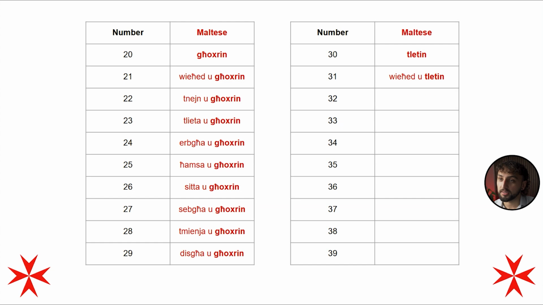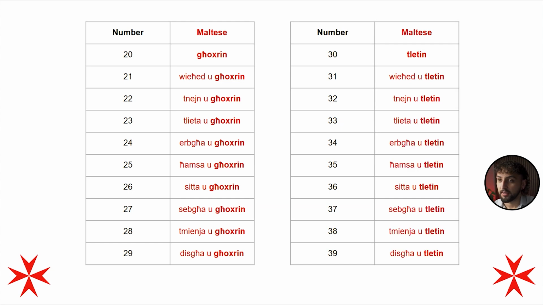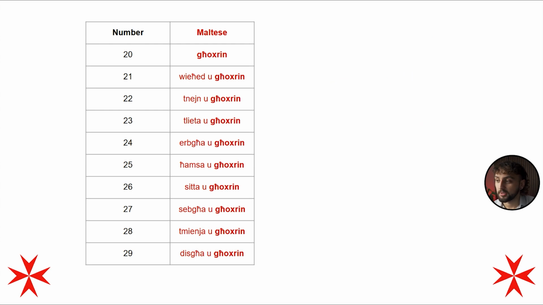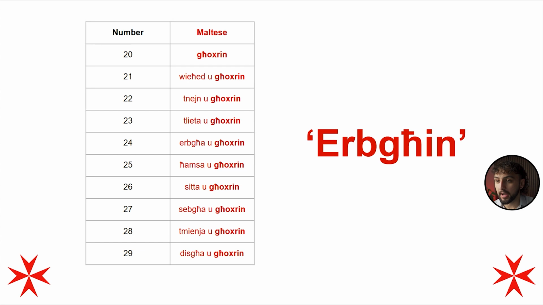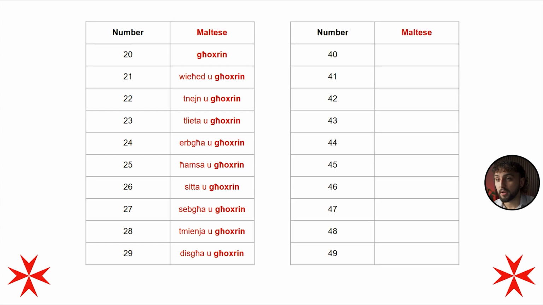For 32, it's tnein u tletin. 33 is tlieta u tletin. And then here are the rest. Erba u tletin, hamsa u tletin, sitta u tletin, seba u tletin, tmienia u tletin, disa u tletin. Similarly, to say 45 instead of 25, you can simply remove oshrin and replace it with erbain. So to say 45, we say hamsa u erbain. To say 46, we say sitta u erbain.